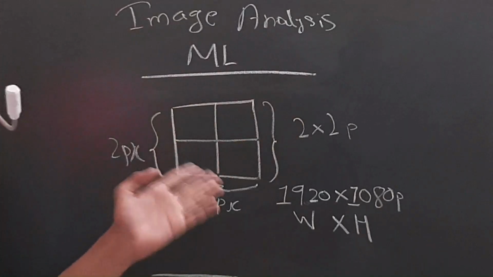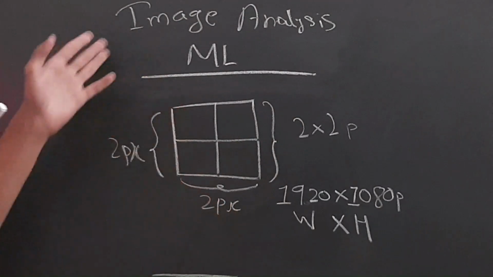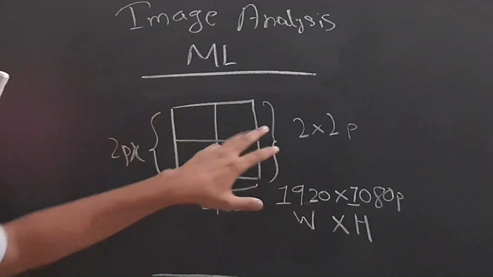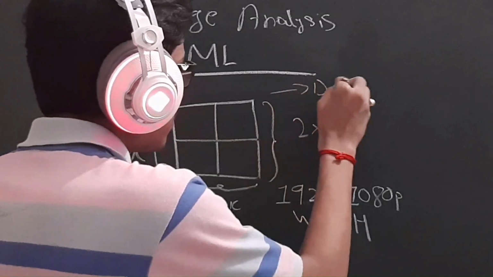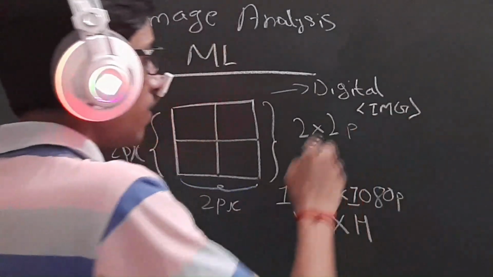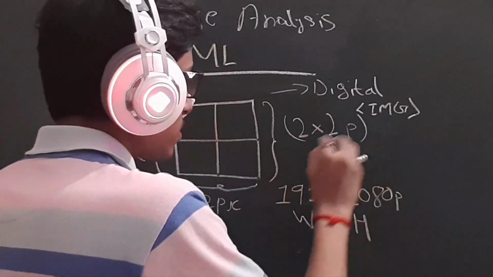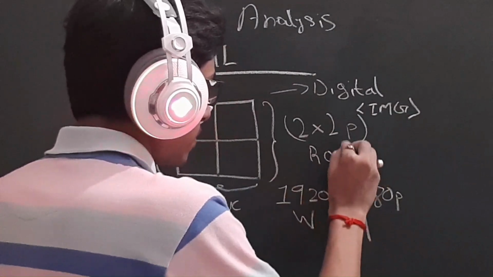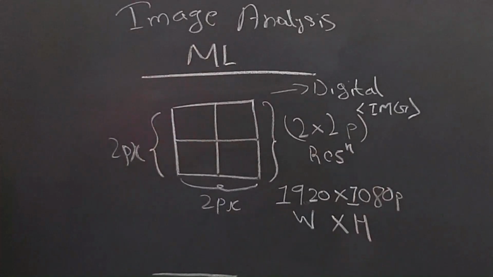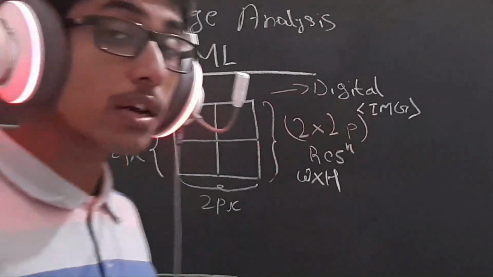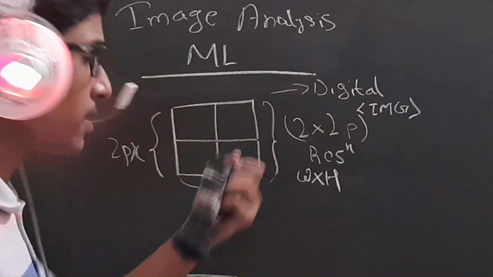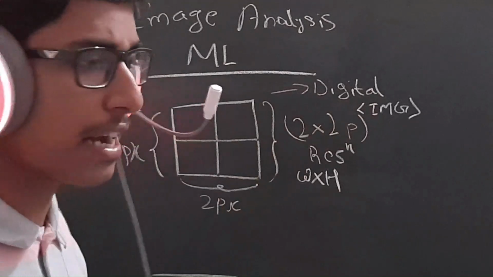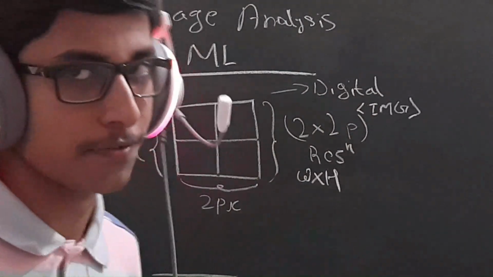And I'm not taking that big a picture because I cannot draw it on my entire board. So I'm just taking a digital image. This is a digital image of 2 by 2 pixels. This is the resolution of our conceptual image today, right? I think you're familiar with the word pixels, right? We're going to understand what a pixel actually is and how pixels are made.